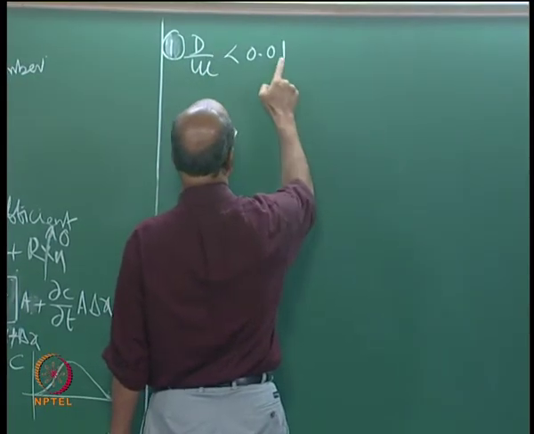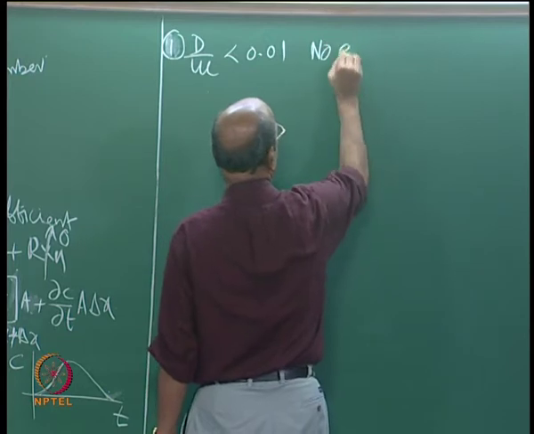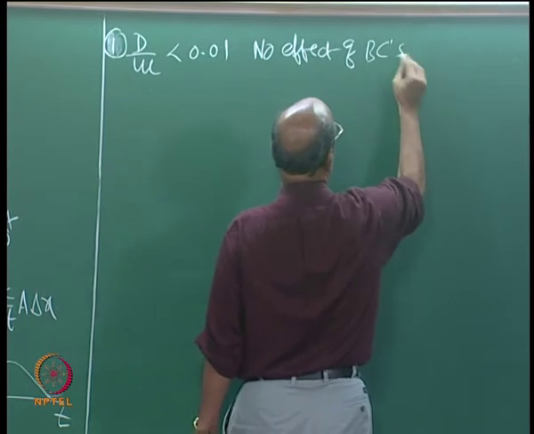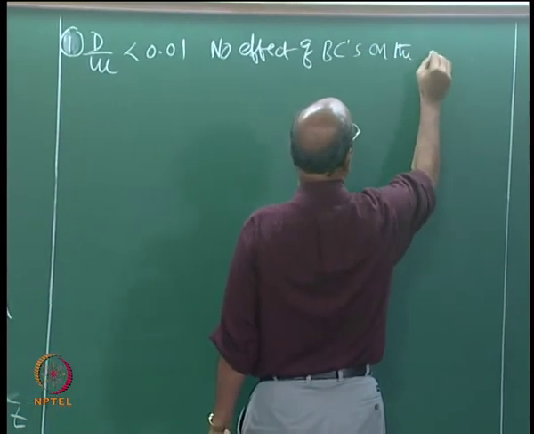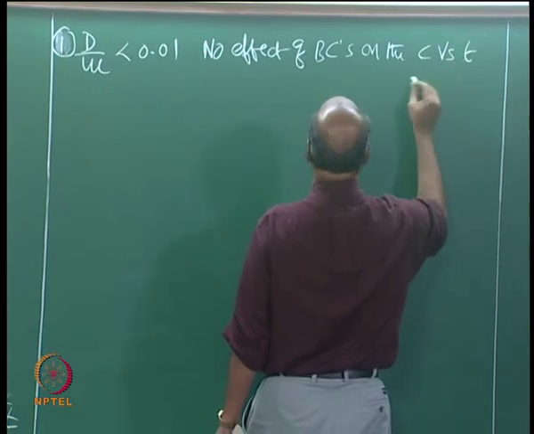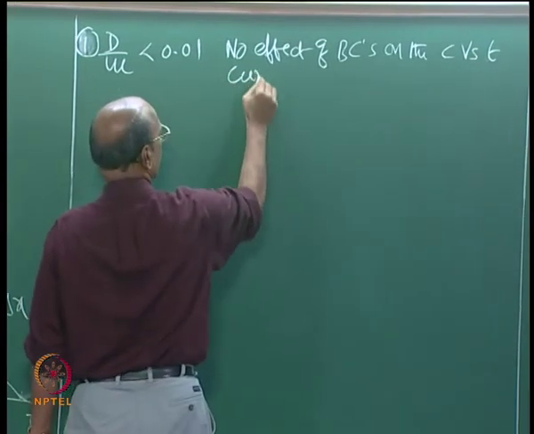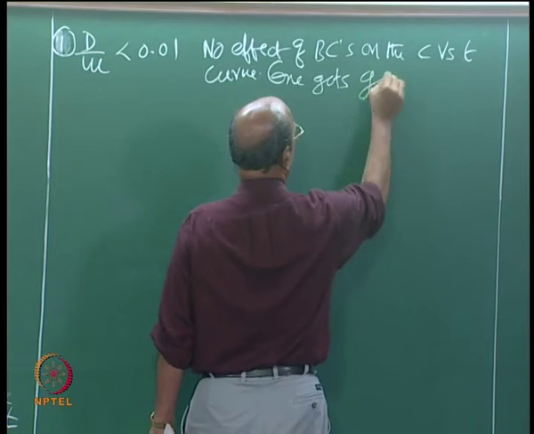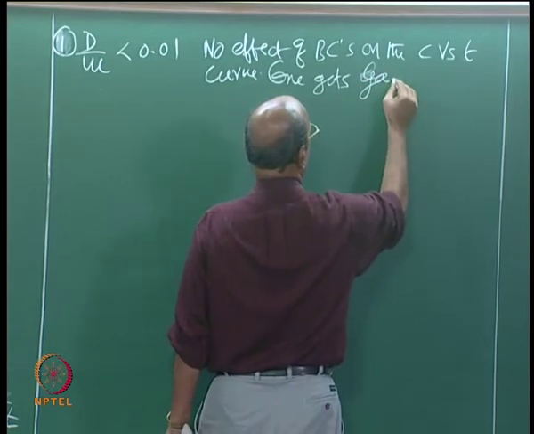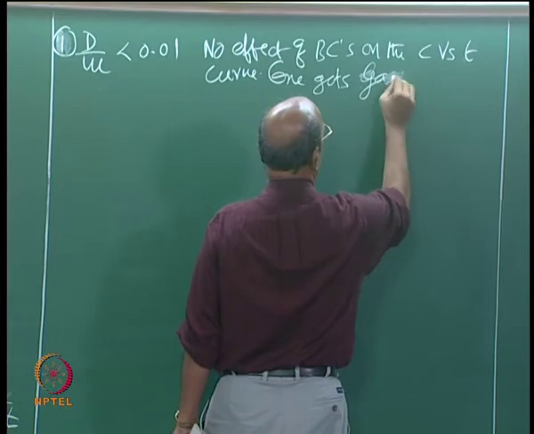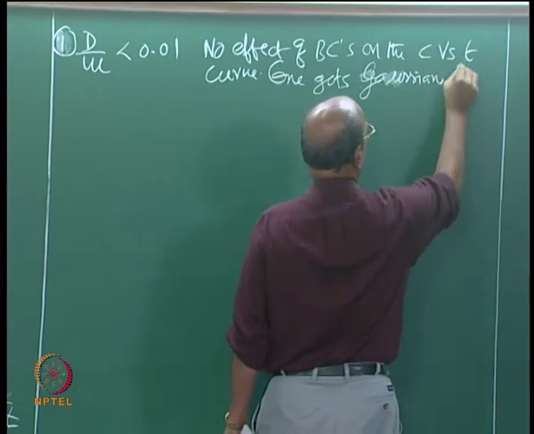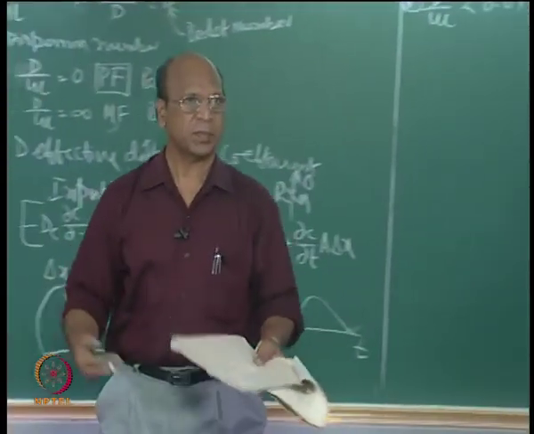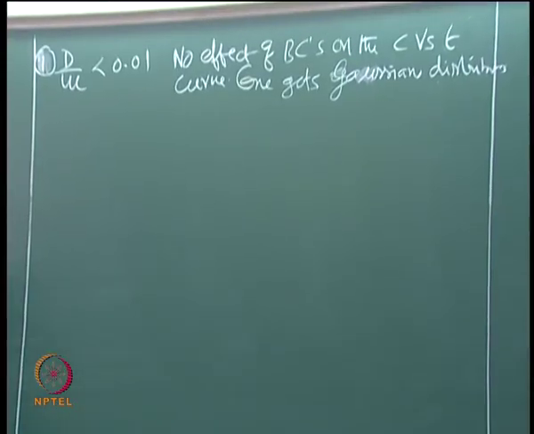The first one is, if d by u l is small, there is no effect of boundary conditions (BCs) on the C versus T curve, and one gets a Gaussian distribution. Gaussian distribution is also called normal distribution, okay? Gaussian distribution or normal distribution. Okay. So, this is the kind of thing.